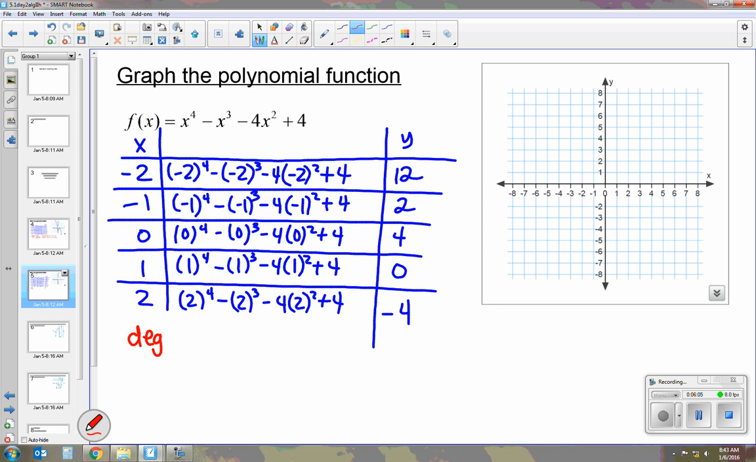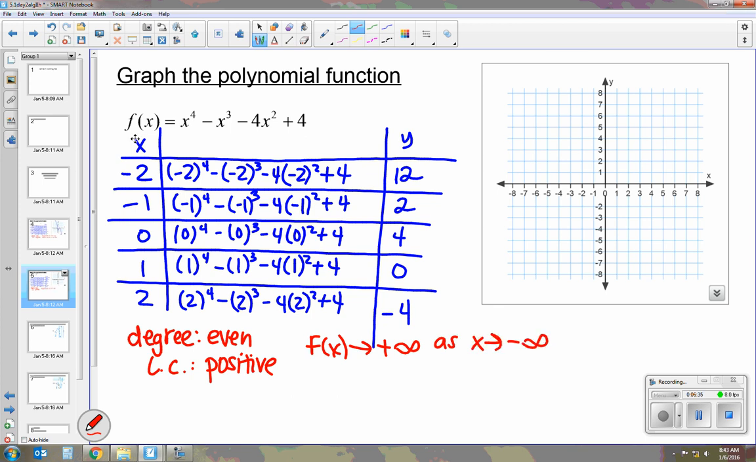Then let's figure out what the end behavior is. So our degree for this one is going to be even, and the leading coefficient is going to be positive. So we're going to look at our chart for an even positive. So let's write that down. f of x approaches positive infinity as x approaches negative infinity. And then f of x approaches positive infinity as x approaches positive infinity.